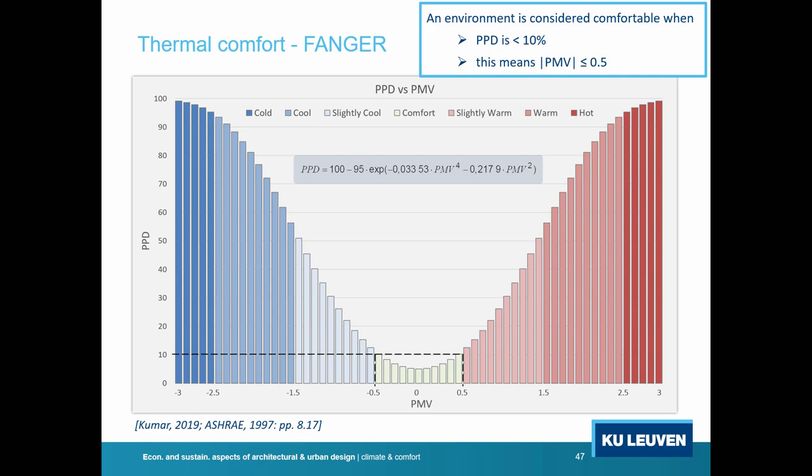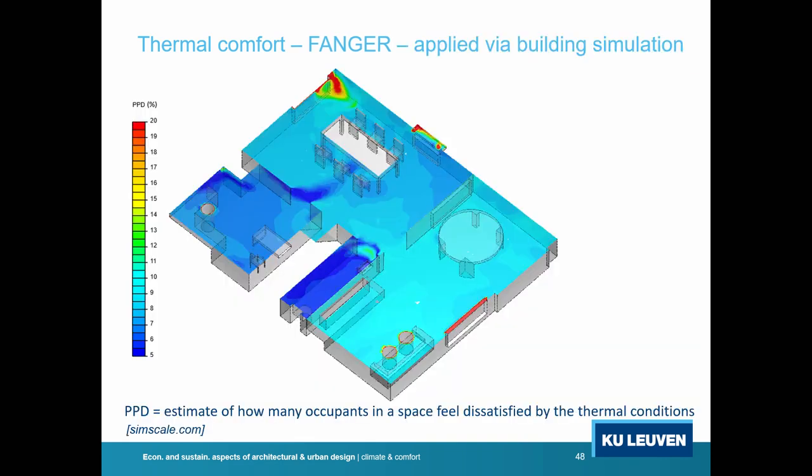This is typically used, so if less than 10% feel dissatisfied, the PMV is between -0.5 and +0.5. This is for him a comfortable situation. So the absolute value of the predicted mean vote should be below 0.5. These values can be calculated in building simulations.